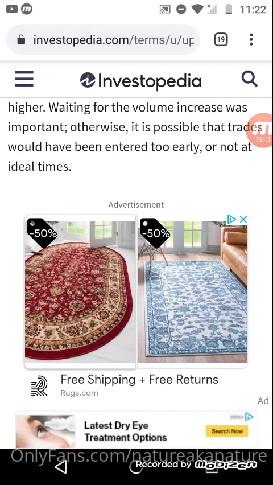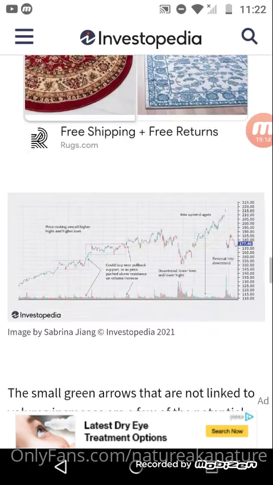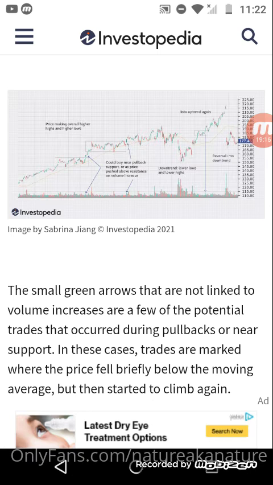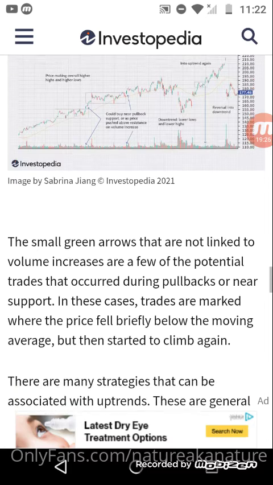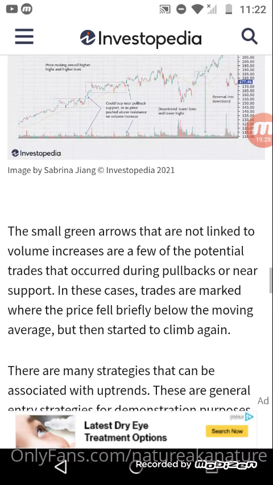Alright, so small green arrows that are not linked to volume increases are a few of the potential trades that occur during the pullback or near support. In these cases, trades are marked where the price fell briefly below the moving average but then starts to climb back up.